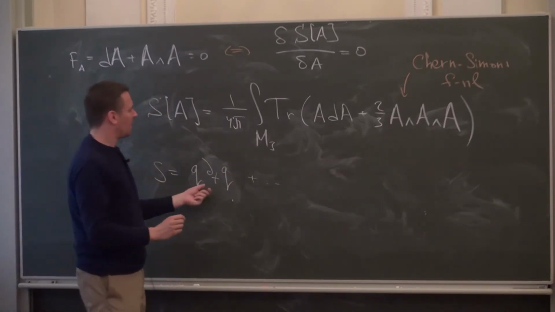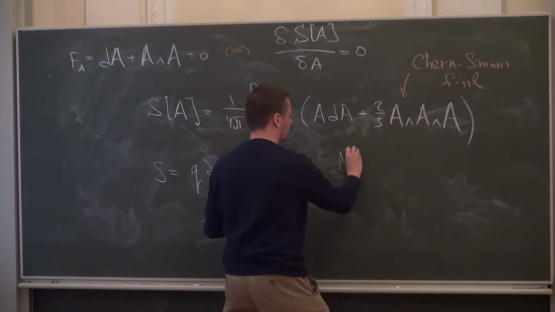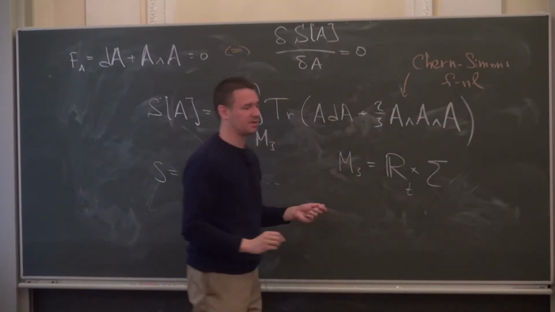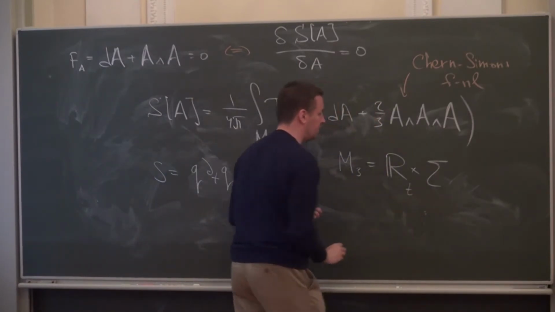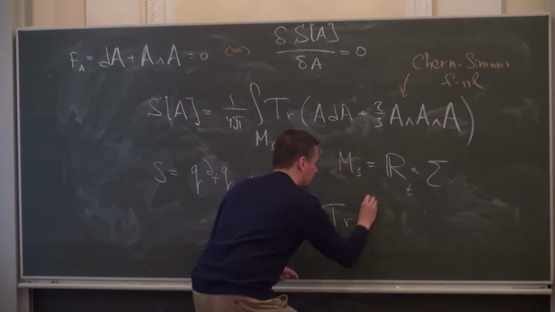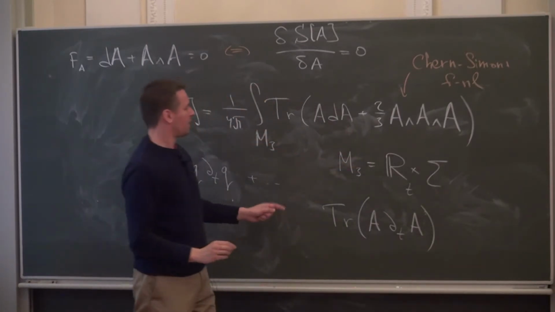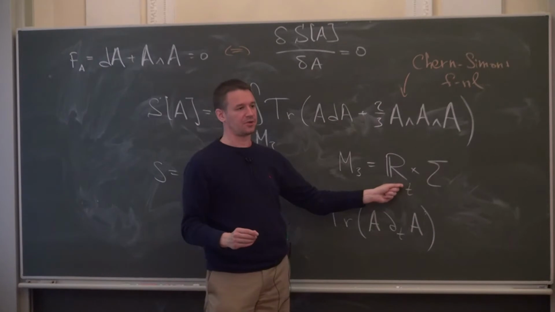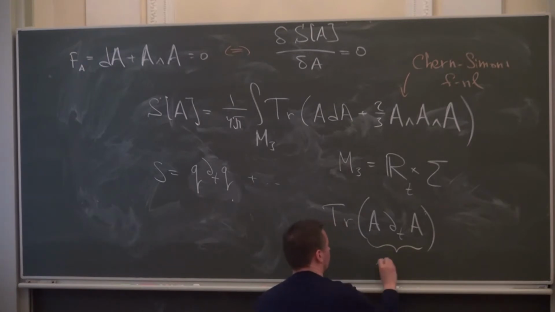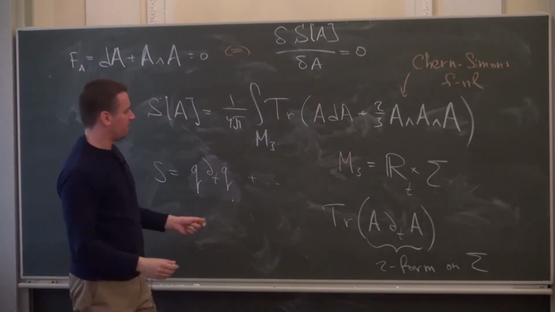Okay? And in this case, you see that this d is exterior derivative, but if you treat your 3-manifold M3 as R cross Riemann surface sigma, and you parameterize this R by time, so t stands for time, then there is a term here which has the form trace A dt A, where I take component of this exterior derivative along the R direction. And then this will be a two-form on sigma.